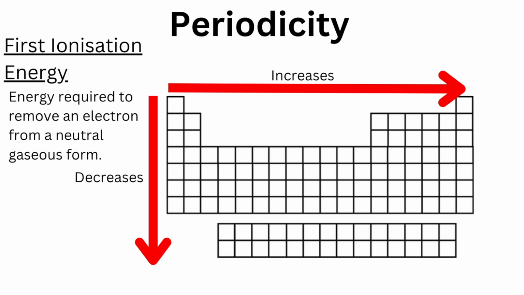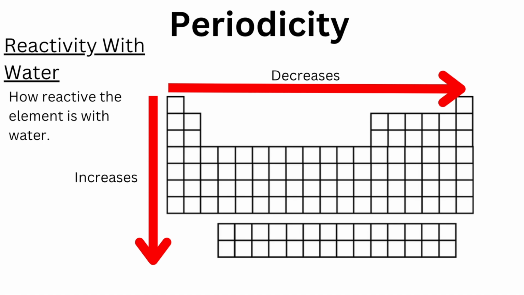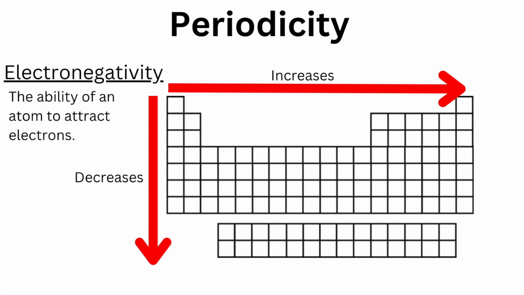First, ionization energy, the energy required to remove an electron from a neutral gaseous form of the element. This increases from left to right and decreases from top to bottom, inverse to atomic radius. Reactivity with water, pretty self-explanatory, increases from top to bottom and decreases from left to right. Electronegativity, the ability of an atom to attract bonding electrons to itself when forming compounds, increases from left to right and decreases from top to bottom.